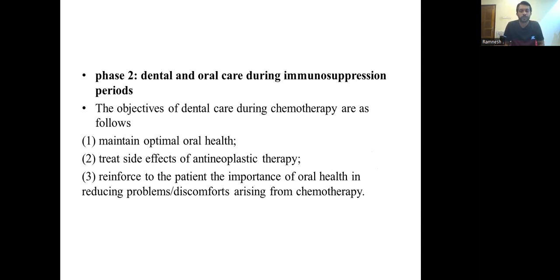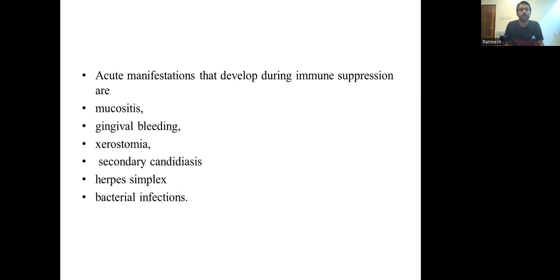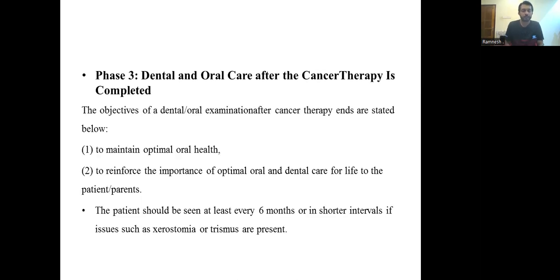The objectives of dental care during chemotherapy are maintaining optimal oral health, treating side effects of anti-neoplastic therapy, and reinforcing to the patient the importance of oral health in reducing problems and discomforts arising from chemotherapy. Acute manifestations that develop during immune suppression are mucositis, gingival bleeding, xerostomia, secondary candidiasis, herpes simplex, and bacterial infections.